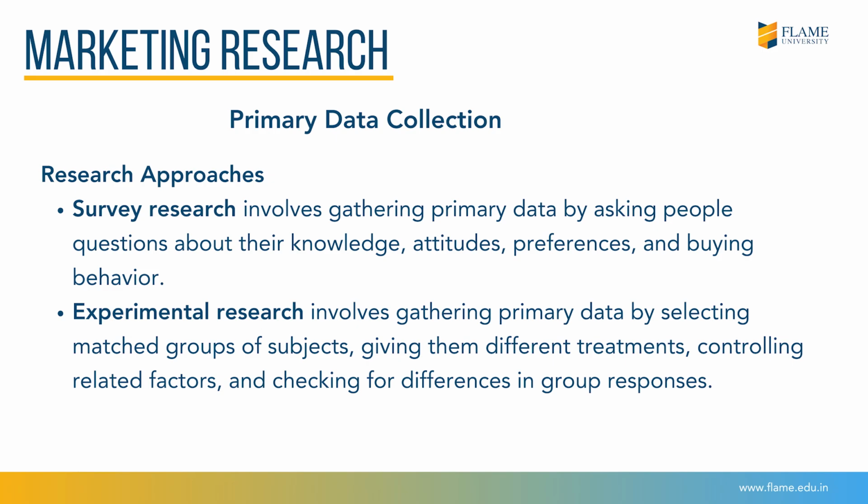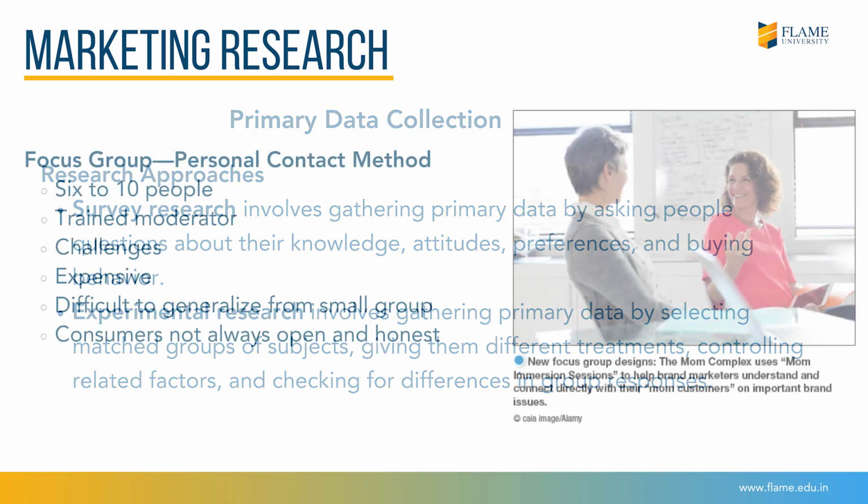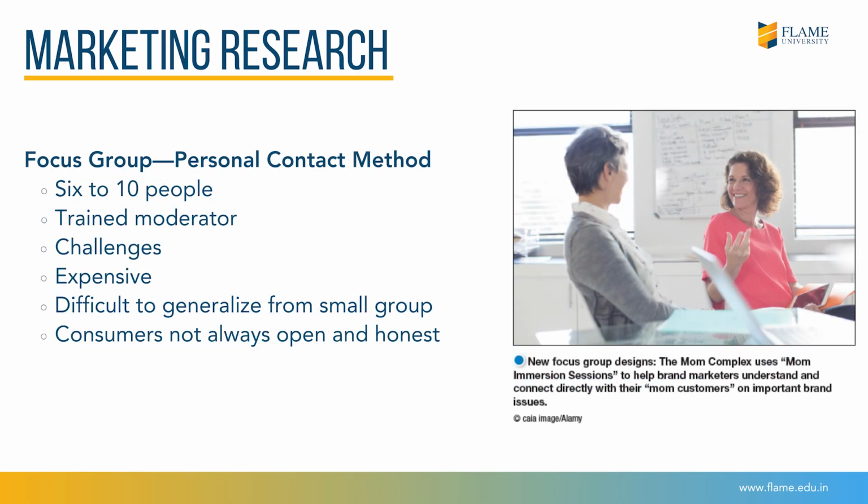The next type of primary research method is focus groups. It's a personal contact method. Ever seen reality shows where a small group of people taste and rate different dishes? That's exactly how focus groups work. They involve small groups of 6 to 10 people. It requires a trained moderator. There are honest discussions about a product or a service.